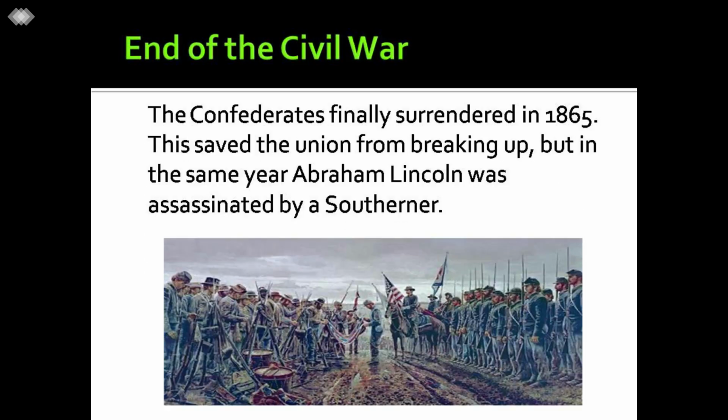End of the Civil War. The Confederates finally surrendered in 1865. This saved the Union from breaking up, but in the same year, Abraham Lincoln was assassinated by a Southerner.